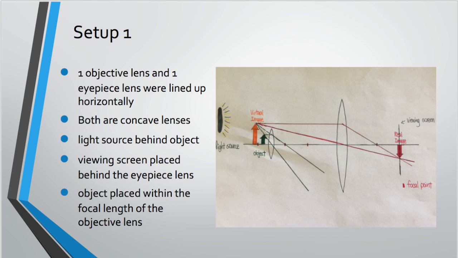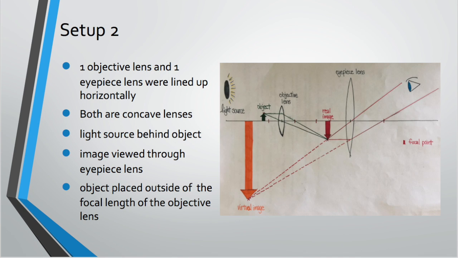Our object, which is green in the picture, was placed within the focal length of the objective lens. And this setup gave us a real image produced on the viewing screen and a virtual image produced behind the object.